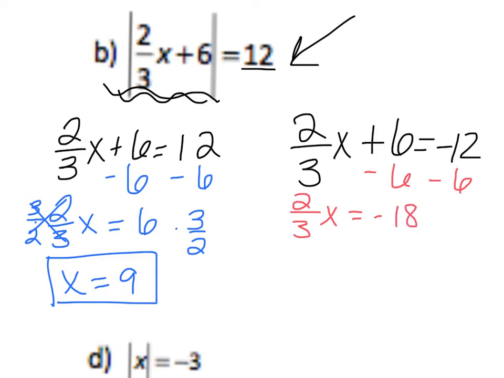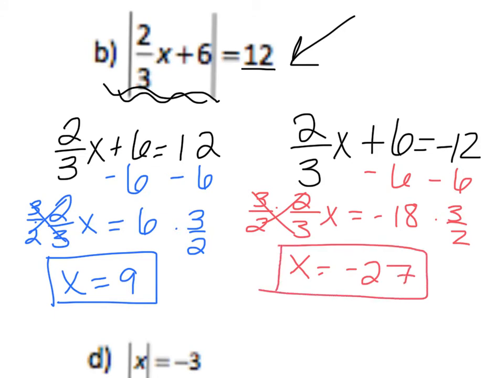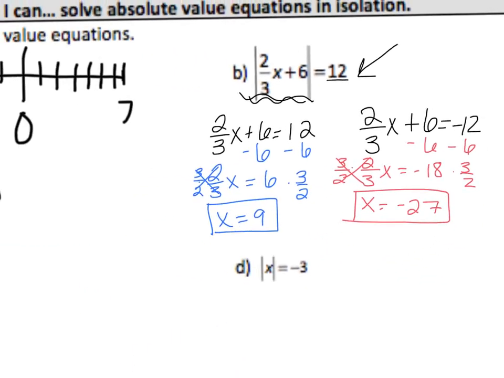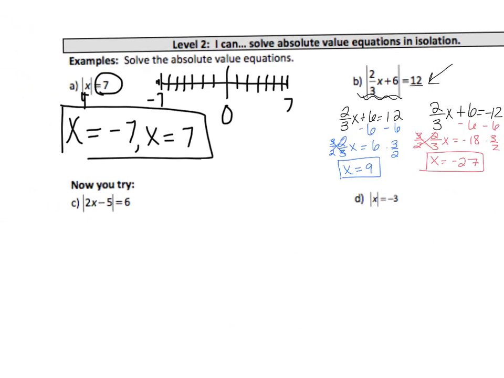But you will have two answers. Let's see, this is going to be negative 27. So x equals 9 and x equals negative 27. Okay, so go ahead and try C. Pause the video, go ahead and do C, and then play it, see if you're right, and then we'll talk about D together.